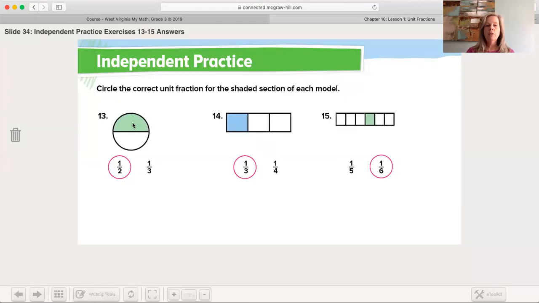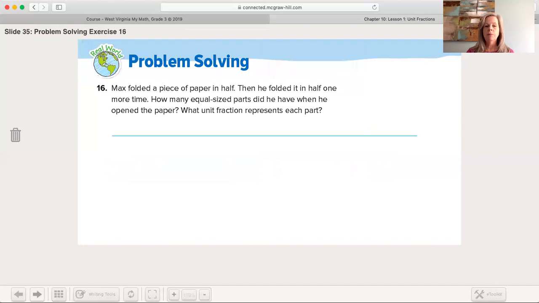Okay, we see that the green represents 1/2. 14, you have 3 parts. The blue represents 1/3. 15, you see you have 6 parts, and the green represents 1 of 6, 1/6. Remember, the bottom number is how many pieces it's cut into. 3, 6, 6. The unit fraction is 1, so the top number will always be 1 if you're writing the unit fraction.